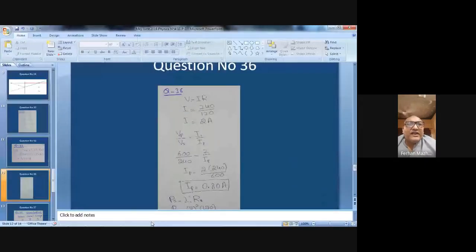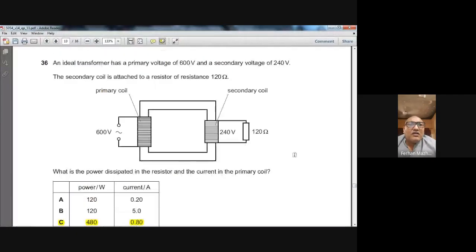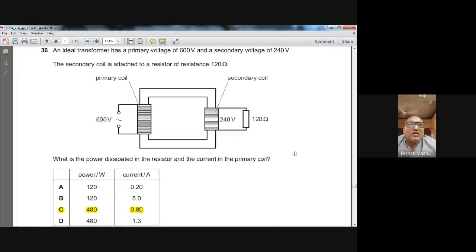The power is 480 and 0.80. C is the choice. A very little difficult question.